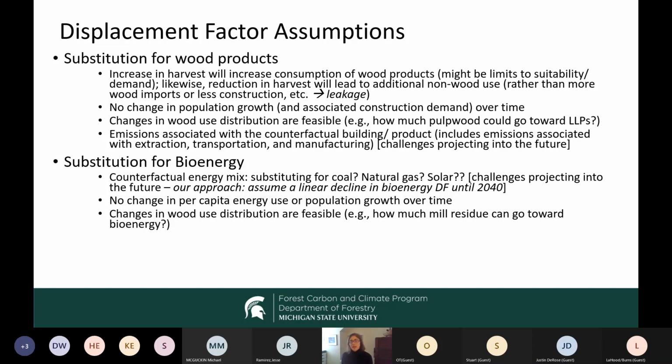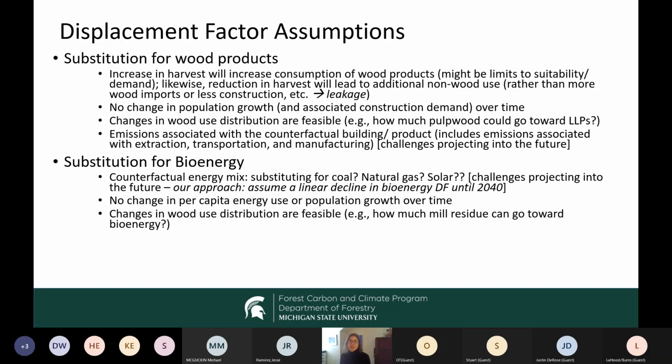And then other assumptions: that there is no change in population growth and associated construction demand over time, and that there may be political and social changes to preferences for size of houses and things like that. Changes in wood use distribution are feasible.